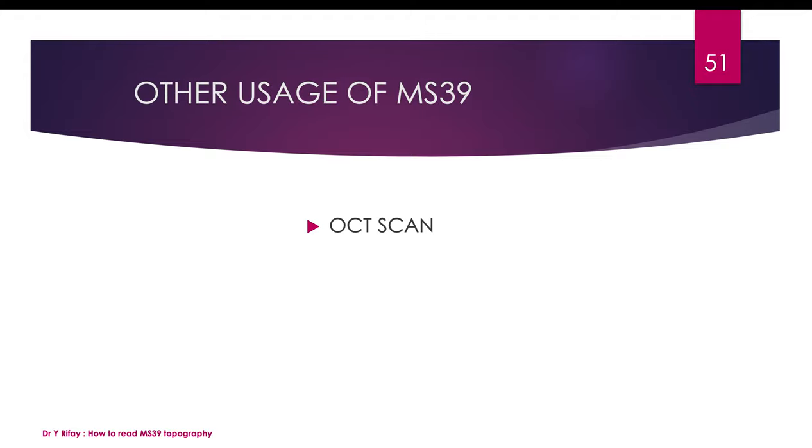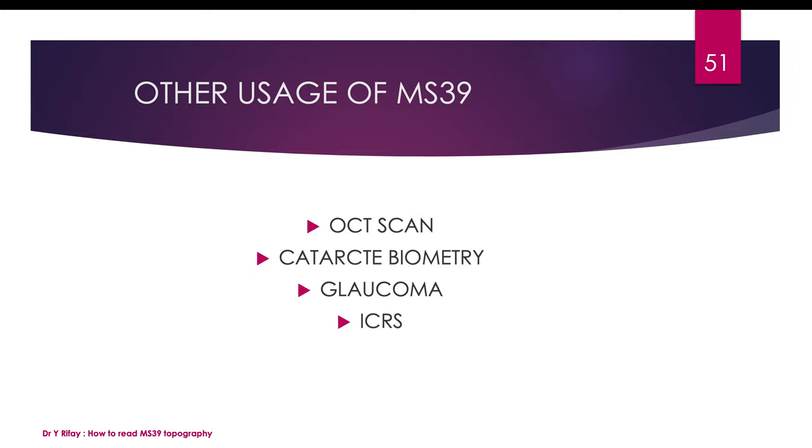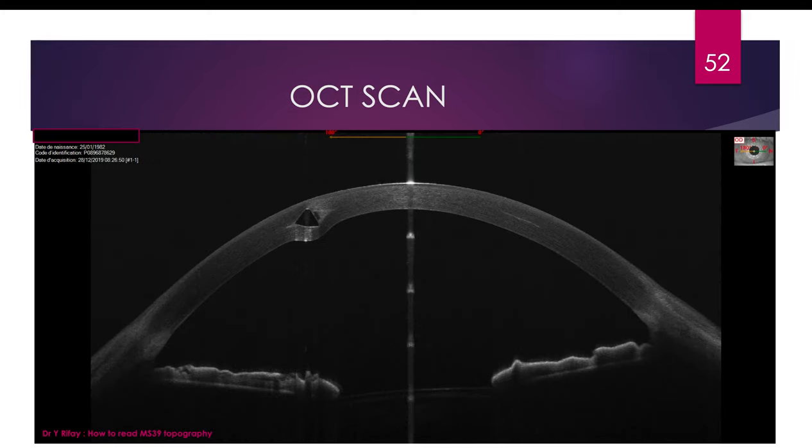Other usage of the MS39: it's an OCT. It's an anterior, very, very high resolution OCT. Cataract biometry, glaucoma, intracorneal segment. So we have this high resolution OCT scan, where we have here the ring, and we have here the tunnel of the ring, and we can measure all this. You have some scales, we can measure the angle, the iris, the anterior depth, so all these elements.